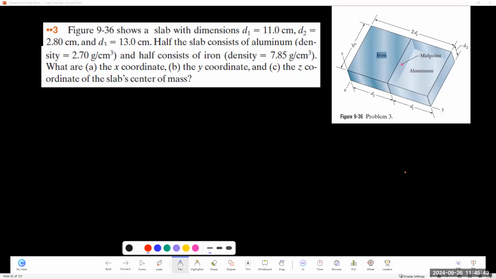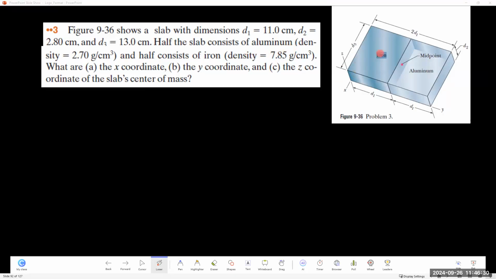In this problem, we have pretty much the same kind of scenario. It's just two objects rather than particles. This time I have a physical size for these objects. You can see here that D1 is given, D2 is given as 2.8, and D2 is the depth, so really it's a block like this. D3 is the width of this, given as 13. So 11 centimeter, 2.8 centimeter, and 13 centimeter is the size of the cube, consisting of aluminum, and the other half consists of iron.